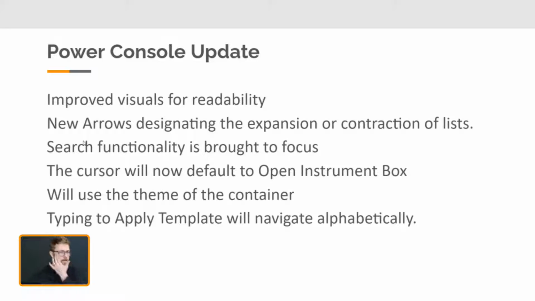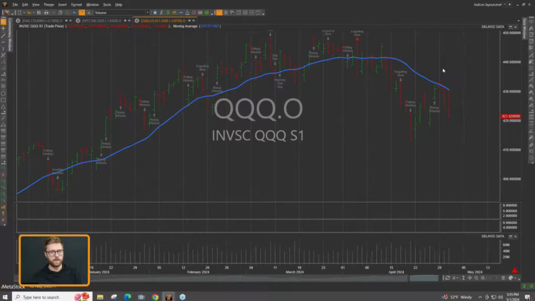We've created new arrows, which I'll go through. The search function is brought to focus, and I'll show you what we mean by that. Cursors will default to the open instrument box, and then we'll use a theme of the container, so dark or light, it just goes across everything. And then typing to apply a template. And I actually showed you that, but we'll go to the power console right now.